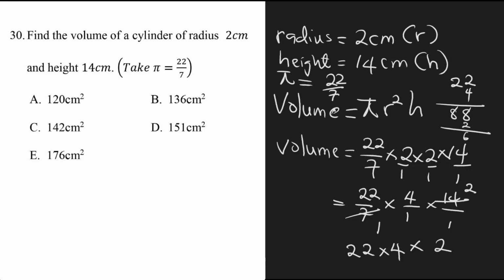Put 6, carry 1. 2 times 8 is 16. 16 plus 1 is 17. So it is 176. 176 centimeter cube. Can you see? So our answer is, the volume is 176 centimeter cube. So let's check our option. The answer is E, 176 centimeter cube.